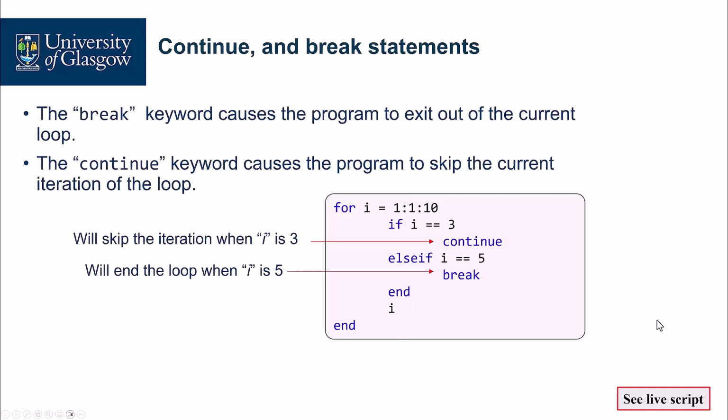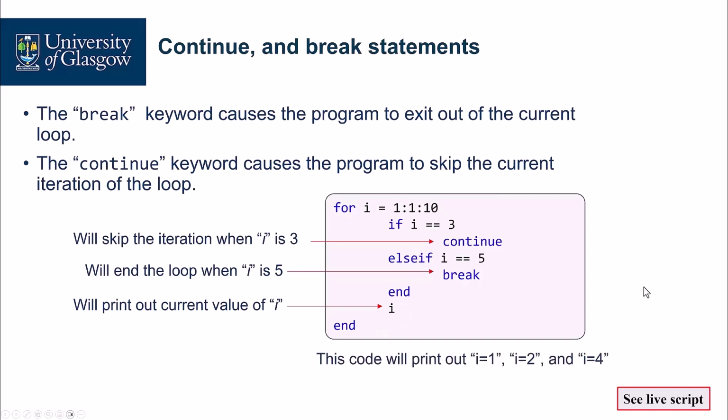So what will be printed out? 1, 2, and when we have 3, we skip, so 3 won't be printed. 4 will be printed. When it goes to 5, we just go out, so this will also not be printed, and the for loop ends. So it will print out i equals 1, 2, and 4.